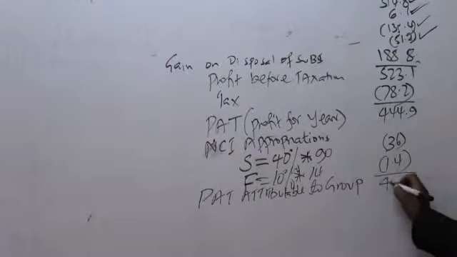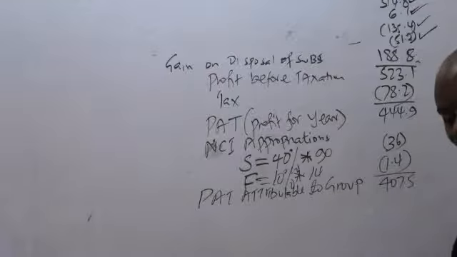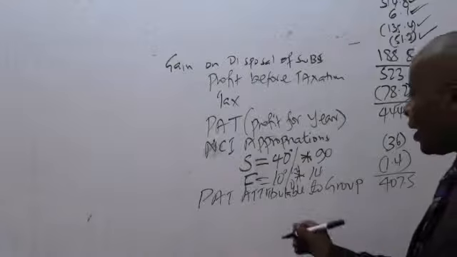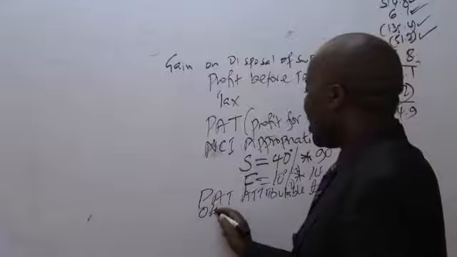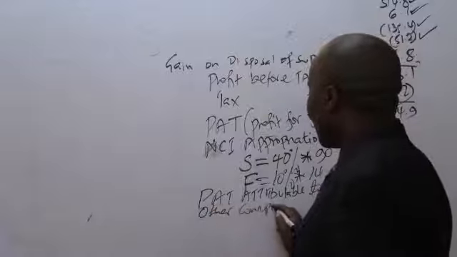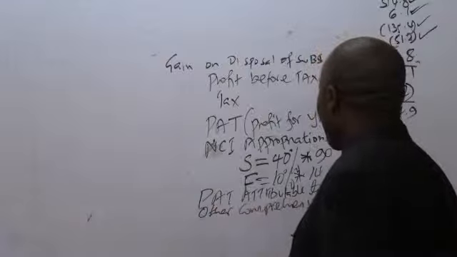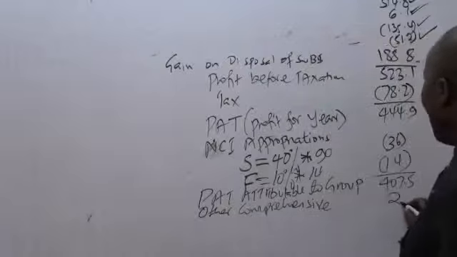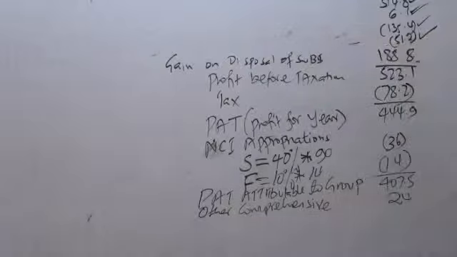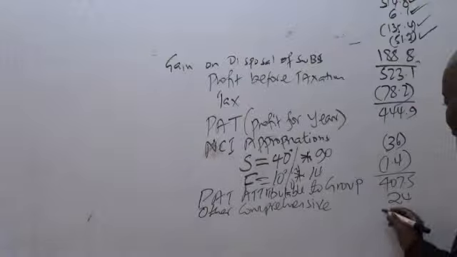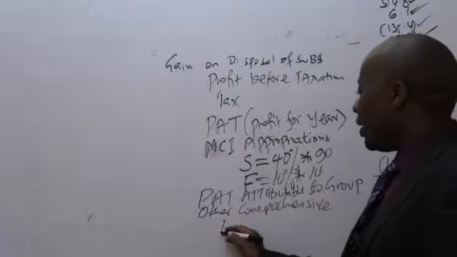407.5. After which, ladies and gentlemen, now remember we have something here. We have other comprehensive incomes. Remember, we had already done this figure. If I remember very well, you guys gave me a figure of 24. Other comprehensive income, 24, and therefore now we should be able to get the total comprehensive income.